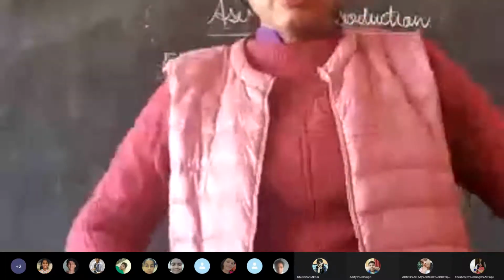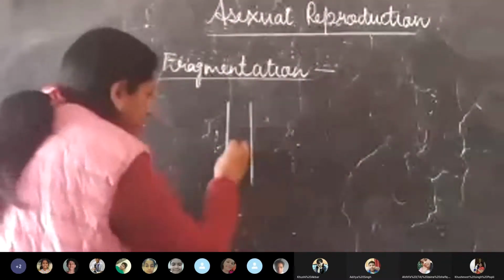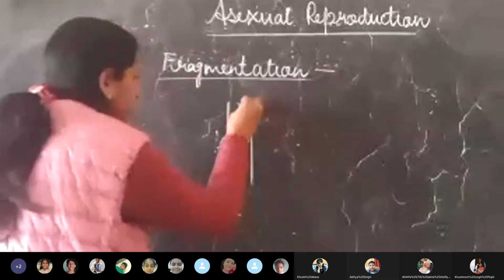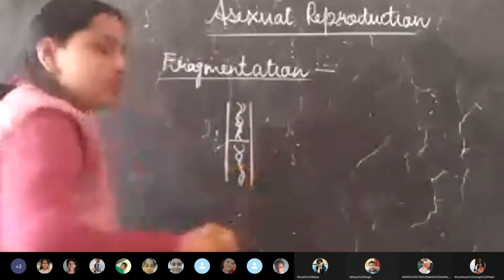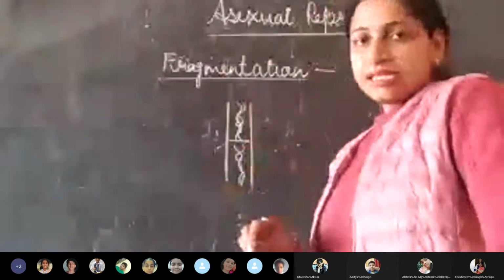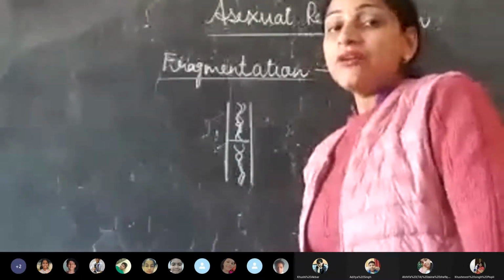So here basically fragmentation is a type of asexual method of reproduction. And like I've already told you, fragments means pieces. So here we see that from the whole body, see this is the body of an algae, which is called spirogyra. And why it is called spirogyra? Because you know that plants contain chloroplast. Here, the shape of the chloroplast is spiral, and that is why the name of the organism is spirogyra.